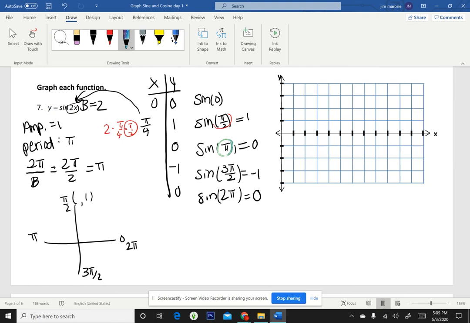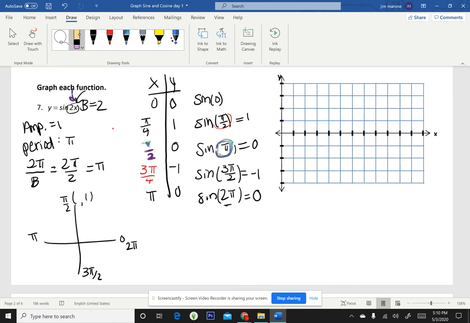Well, if this x value is pi over 2, when I substitute it in for this x, 2 times pi over 2 is going to give me this pi. If I substitute in 3 pi over 4, 3 pi over 4 times 2 is going to give me that 3 pi over 2. And then lastly, if we substitute pi in for x, we get the sine of 2 pi, which is what I want there.